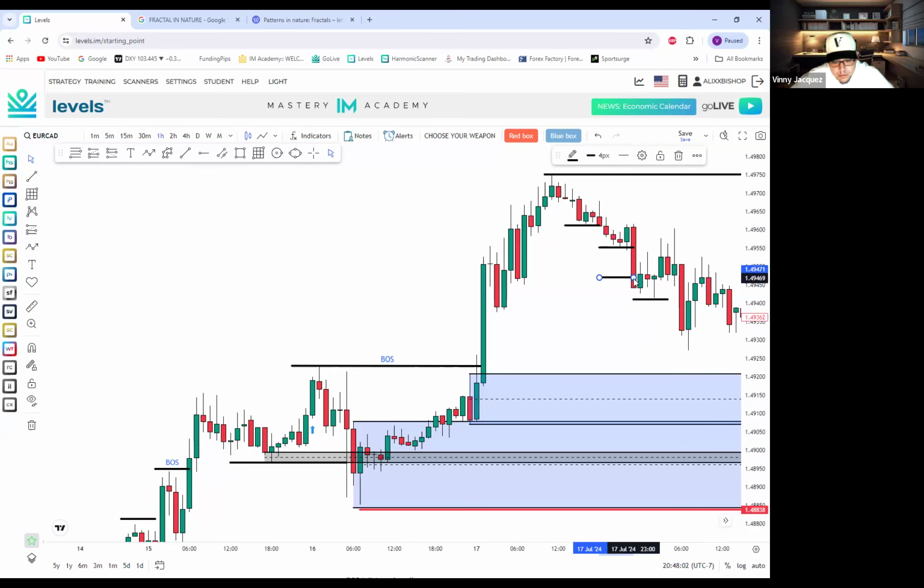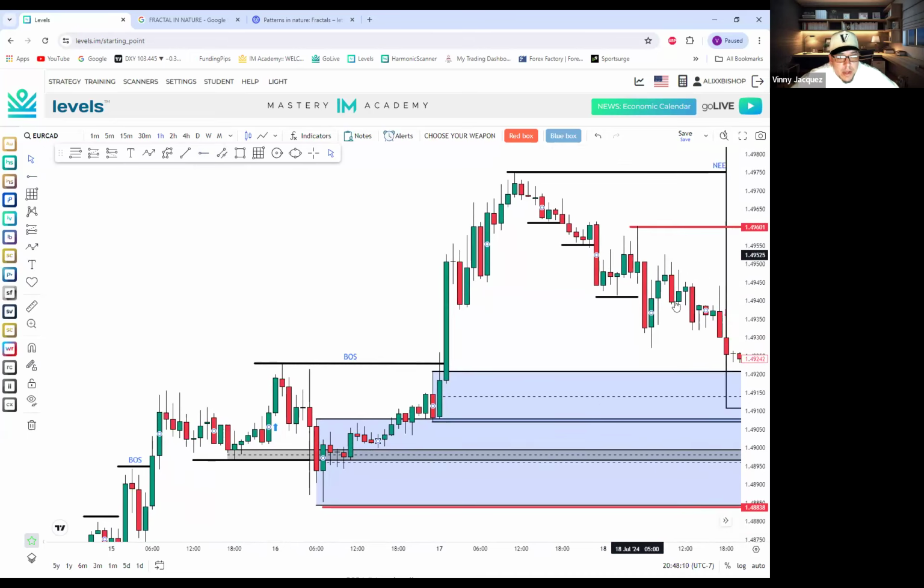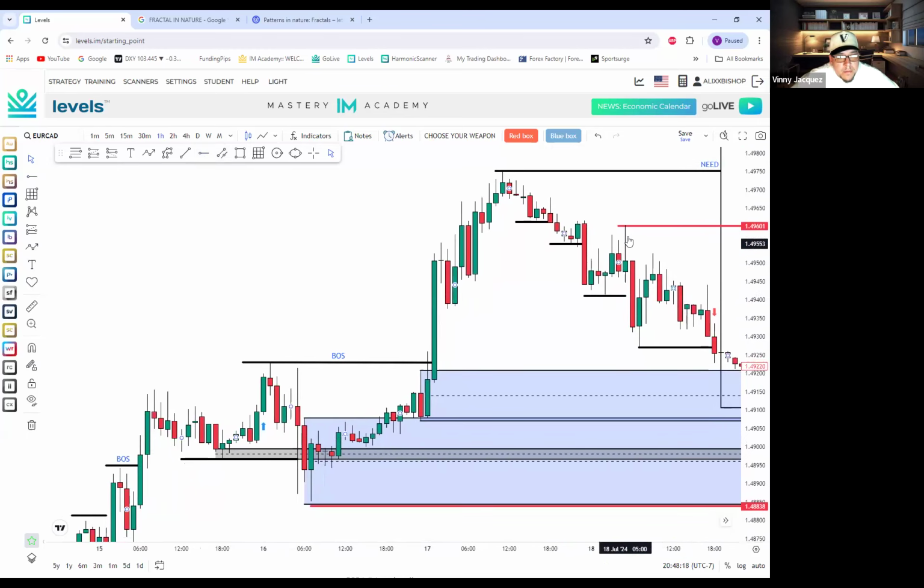Oops. A BOS here. Now we know we need a change of character in order to look for more buys. We get a BOS here. So let's go ahead. I'm gonna pull my change of character outline right there because we got lower low, lower high, market goes lower. So let's just move this over.